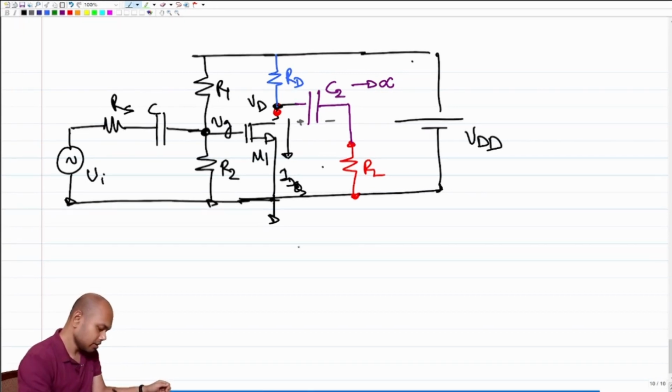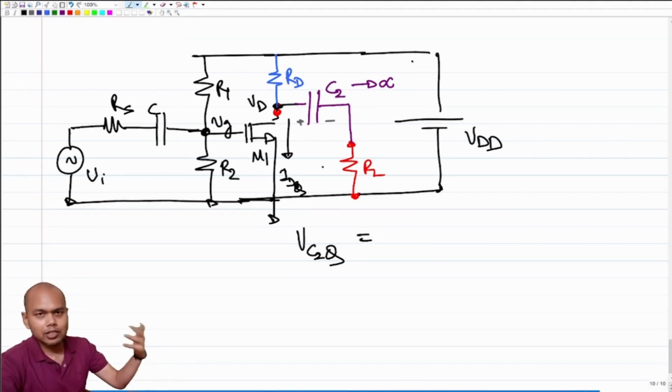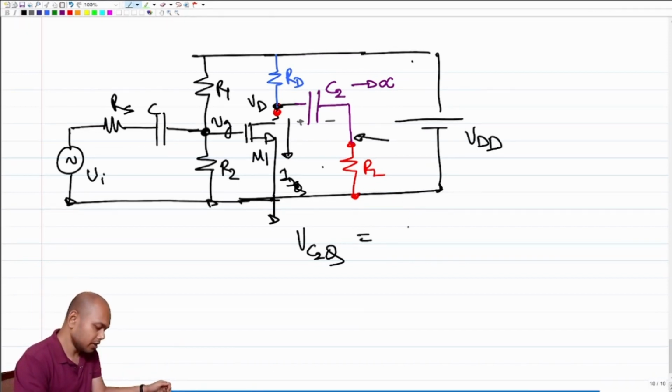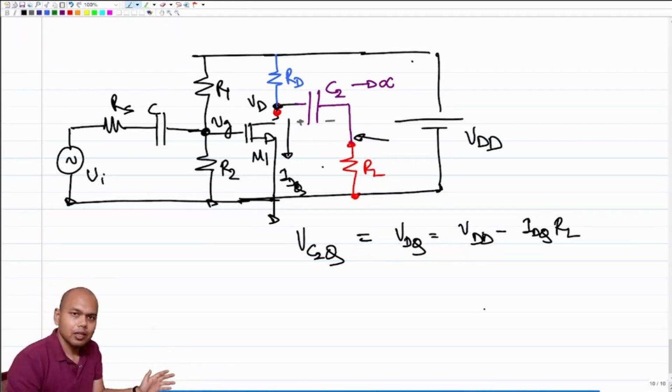Voltage VC2Q, where the Q stands for quiescent. What will be VC2Q? Clearly at DC, the capacitor is open circuited, no current will flow. So that voltage is 0. What is VD? VD is VDQ, right? So VC2Q is VDQ, which is VDD minus IDQ RL, right?